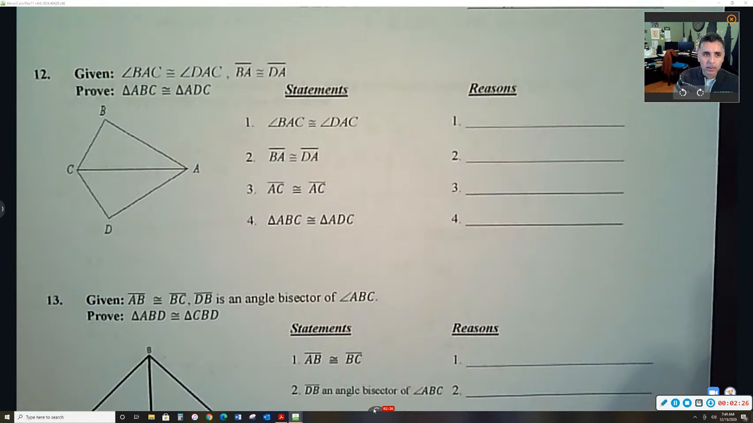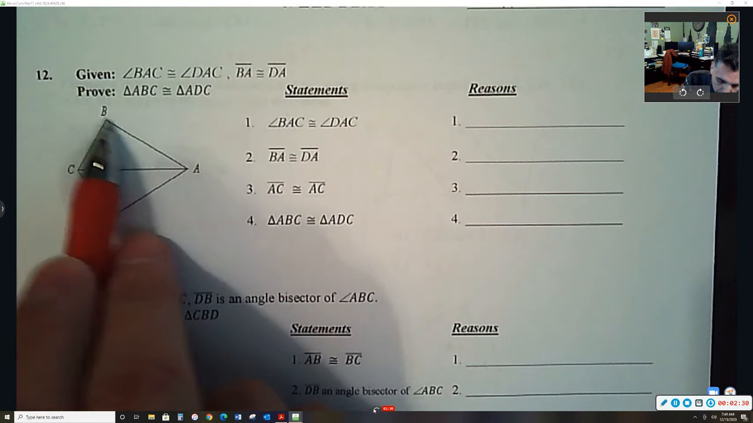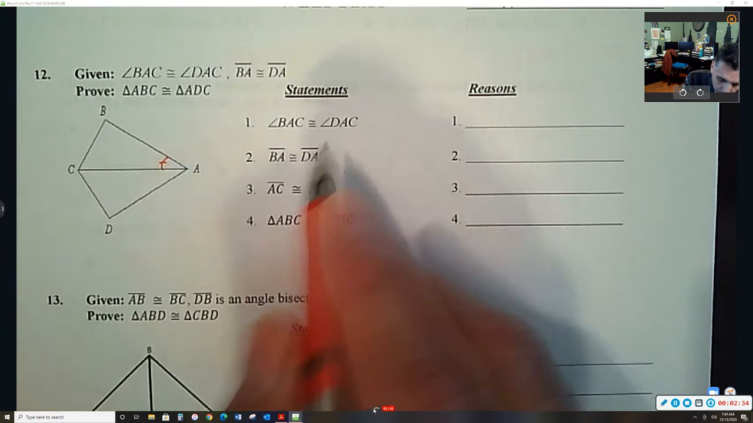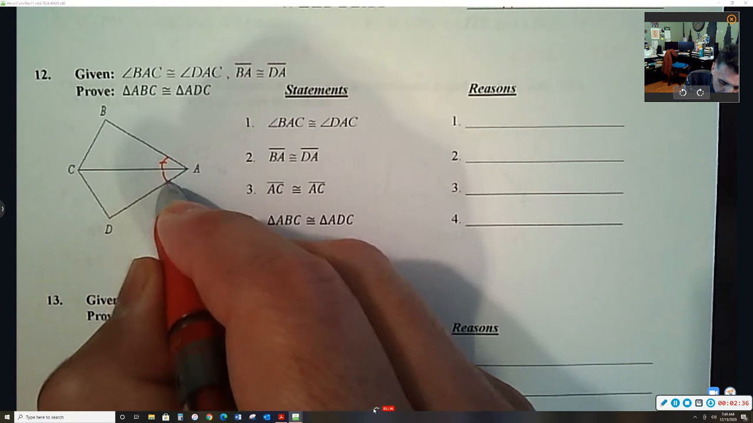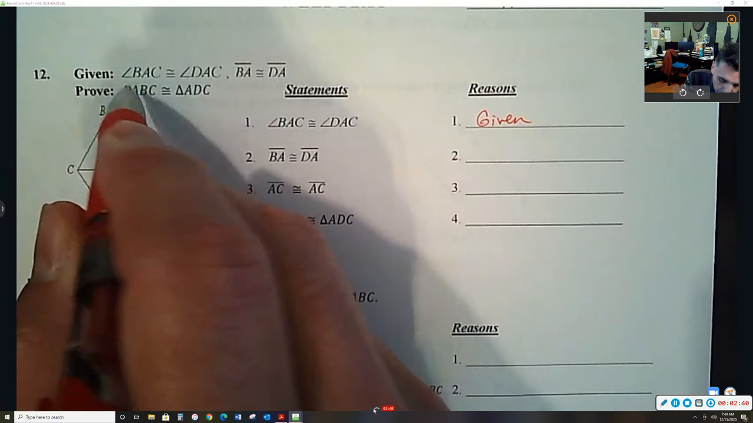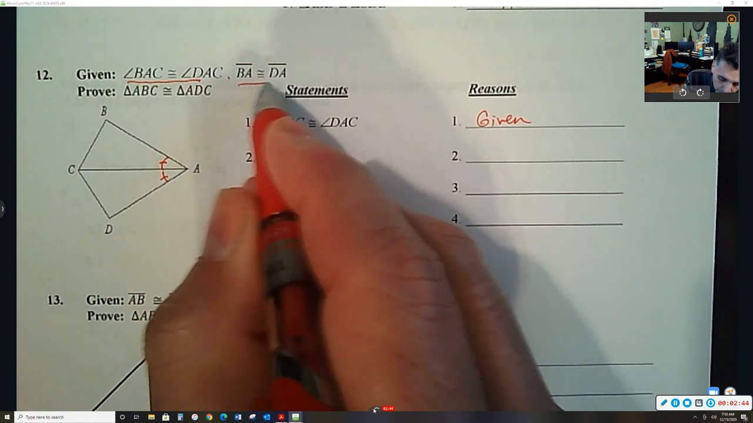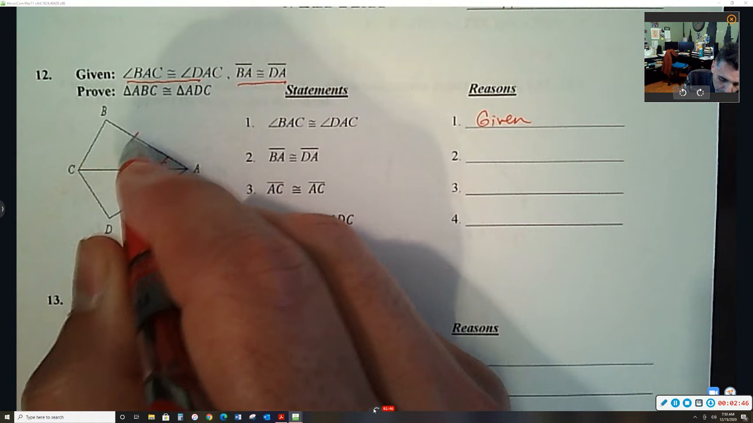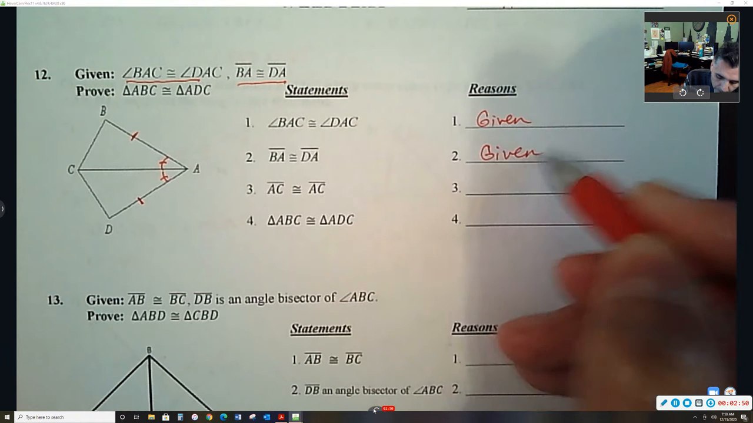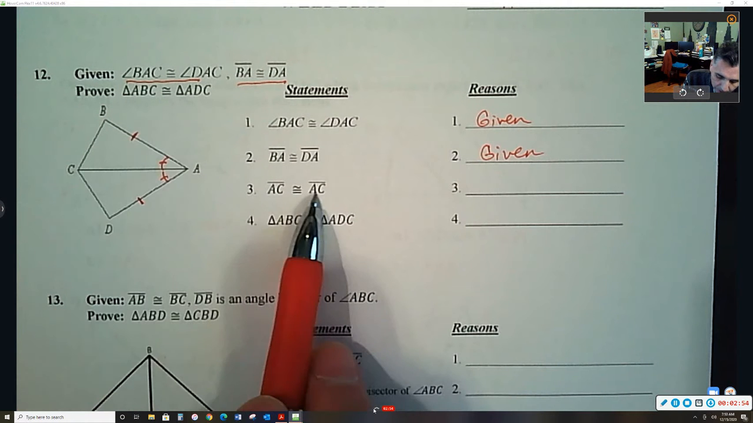Let's move on to the next one real quick. Again, BAC. BAC is here. And that's congruent to DAC. How do we know that? It's given. And then BA is congruent to DA. BA congruent to DA. How do I know that? It's given. And then AC is congruent to AC.